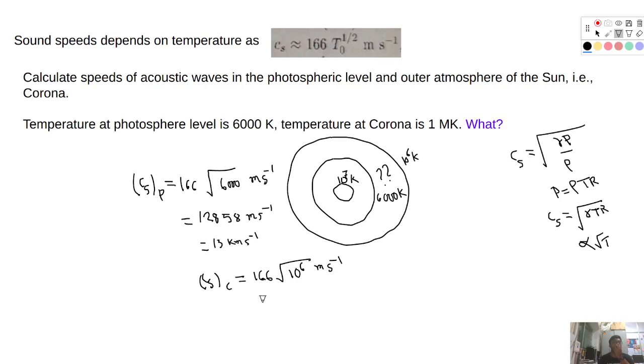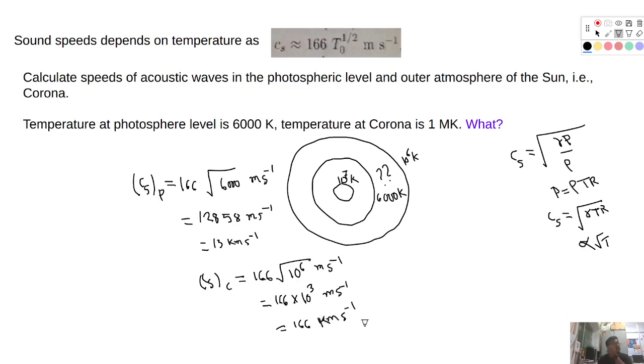So 10 to the power 6 is, it will be around 166 into 10 cube, right? So this will be meter per second inverse. So you should have basically 166 kilometer per second.